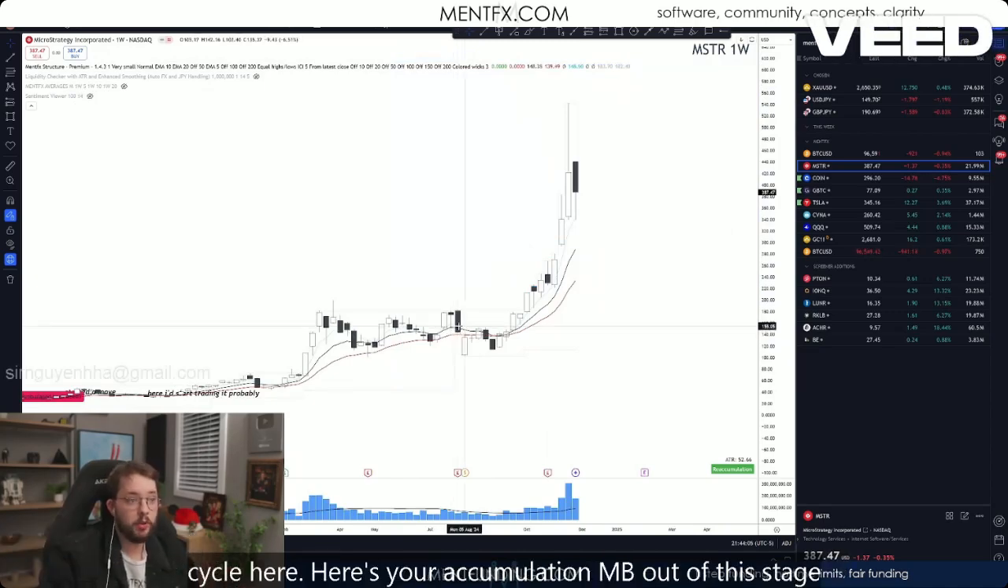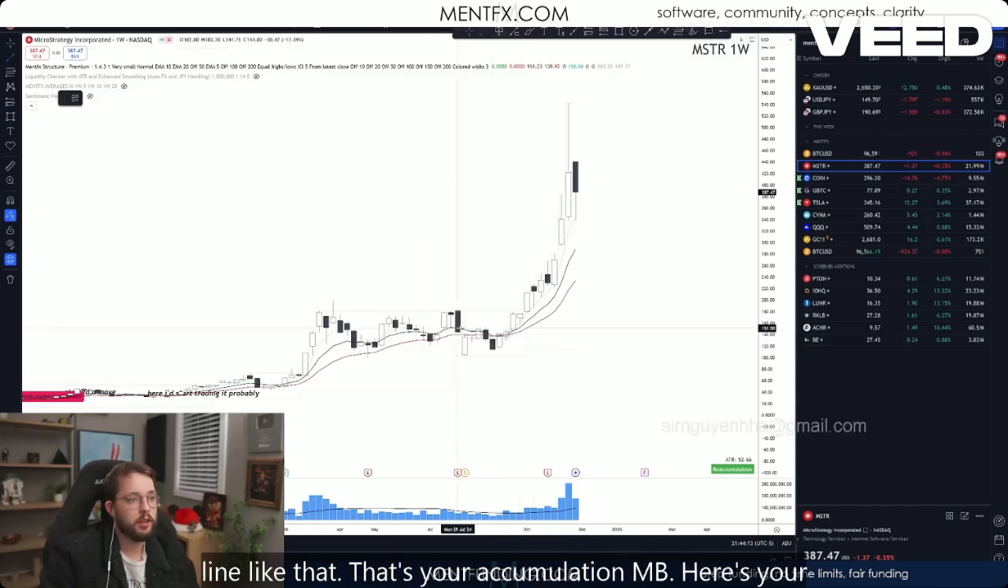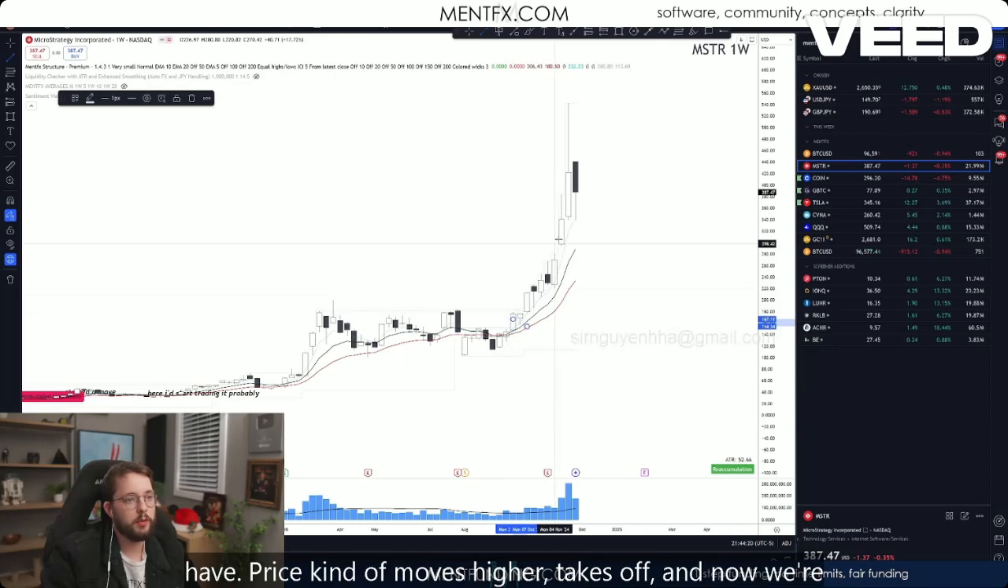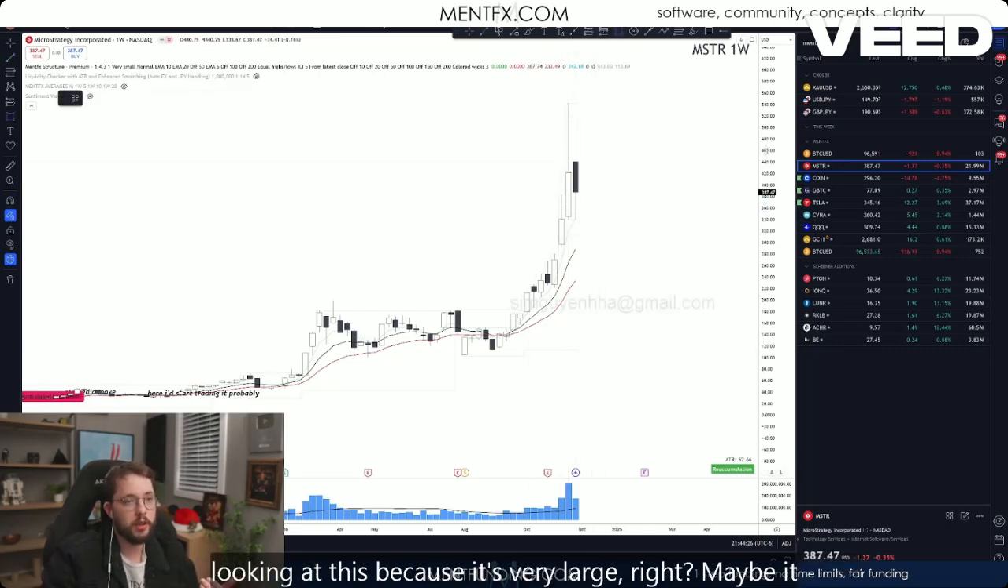Well, there's a momentum cycle here. Here's your accumulation MB out of this stage 1 right here. Right, stage 1, which is why I draw the line like that. That's your accumulation MB. Here's your momentum MB1. That's all we have. Price kind of moves higher, takes off, and now we're maybe making a momentum MB2 over some time. Maybe as I'm looking at this, because it's very large, right?